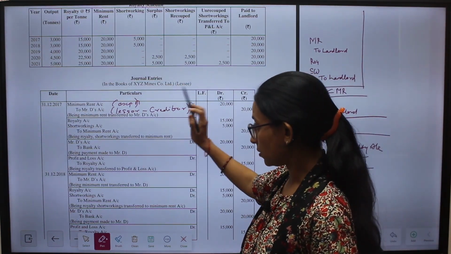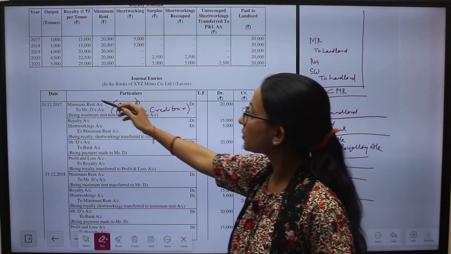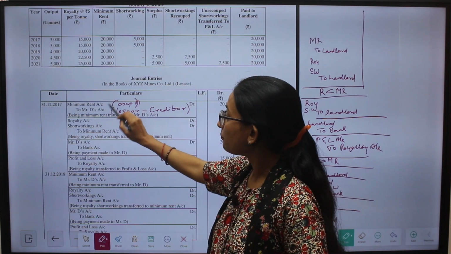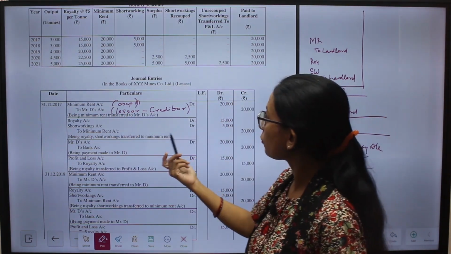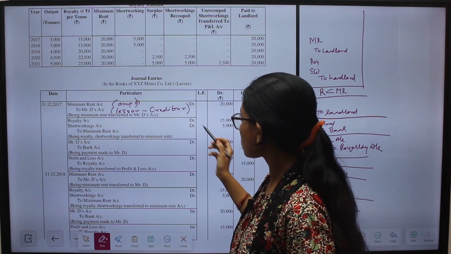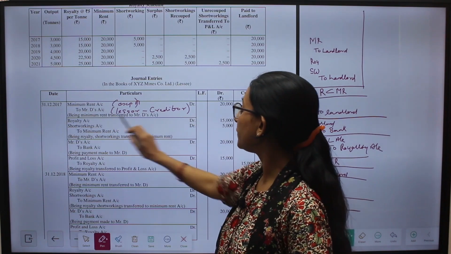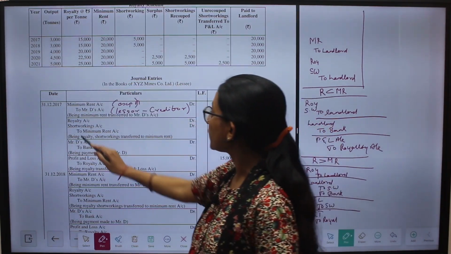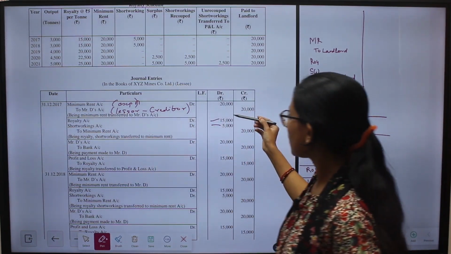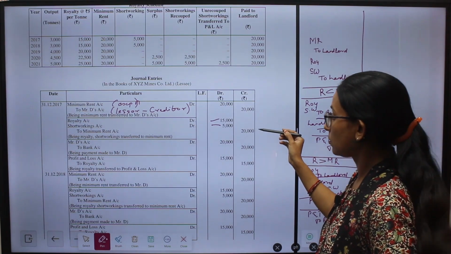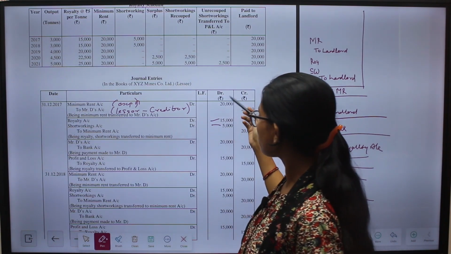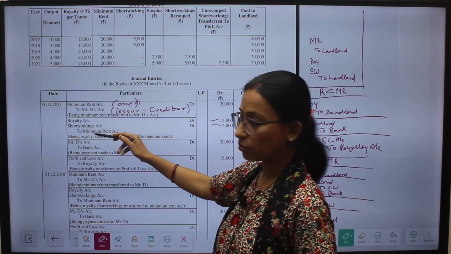After passing this first entry, the minimum rent entry, we will transfer this minimum rent account into the royalty and short working accounts, because the minimum rent money we are adjusting in two forms, meaning we are getting this minimum rent with the royalty and short working amounts. So royalty account debited with rupees 15,000 and short working account debited with rupees 5,000, to minimum rent account, 15,000 plus 5,000 will be 20,000. So this 20,000 from the minimum rent account we have transferred to the royalty and short working accounts by passing this entry.